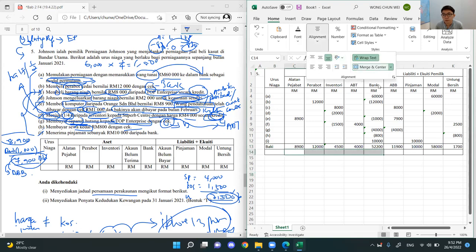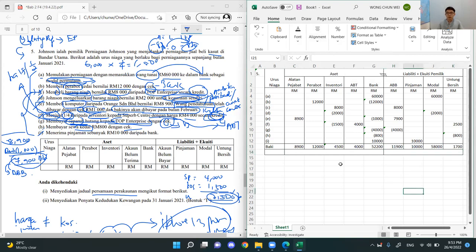Okay, do something like that. This is the final part. After you get all the baki, this is what we call the jumla. So now what you're going to do is add the jumla for your asset side. Can you see now? That's how they part it like that. So here will be all the assets you add up.